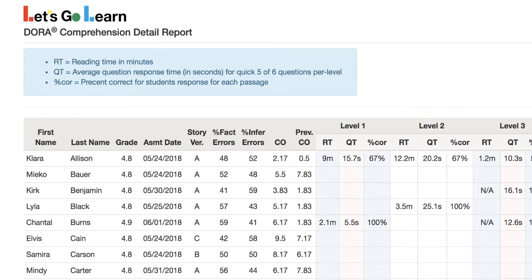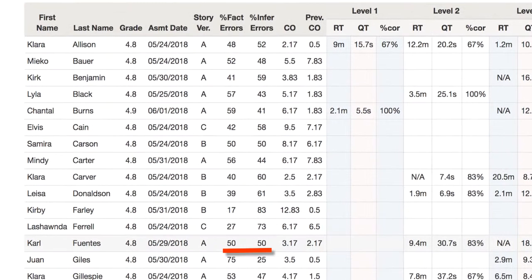If we come over here and look at these 2 columns, percent factual error, percent inferential error, this looks at the percentage of questions that are factual versus inferential in terms of mistakes. So we look at all of a student's incorrect answers, and we say what percentage were inferential questions, what percentage were factual. So if we take a look at this one student, Carl, who we looked at before, 50% of his errors were factual, 50% were inferential. If we take a look at this student here, Clara, 40% were factual, 60% were inferential.